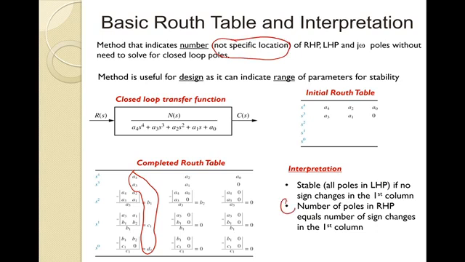Second bit of interpretation is that the number of poles that might exist in the right half plane will equal the number of sign changes in that first column. So if I have a plus, plus, minus, plus, plus, etc., there's a sign change from plus to minus, and then minus to plus. So in that case, there'd be 2 sign changes. There'd be 2 poles in the right half plane.